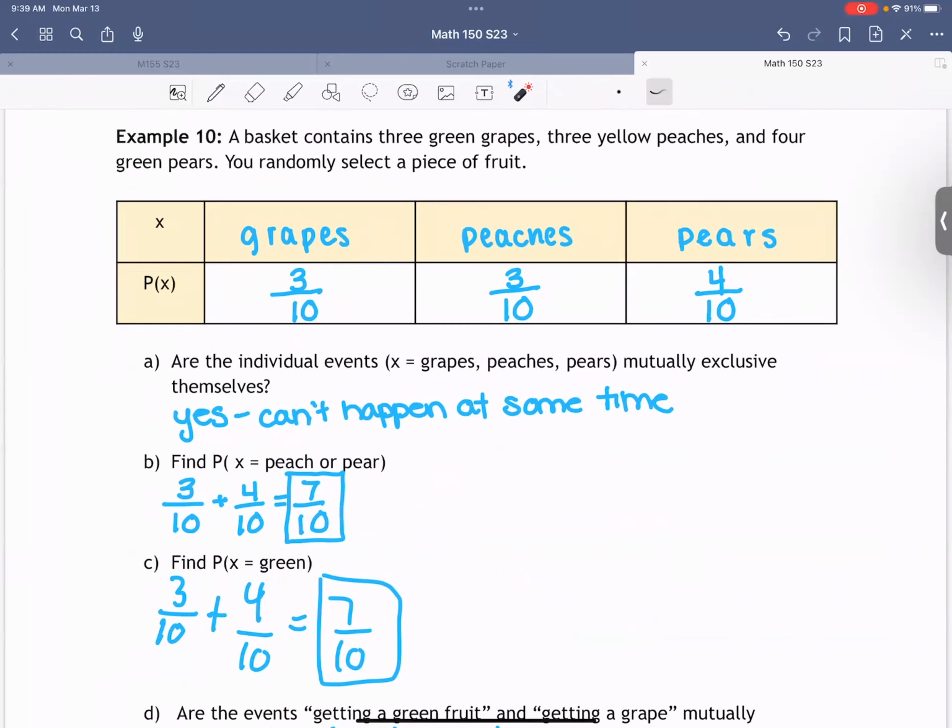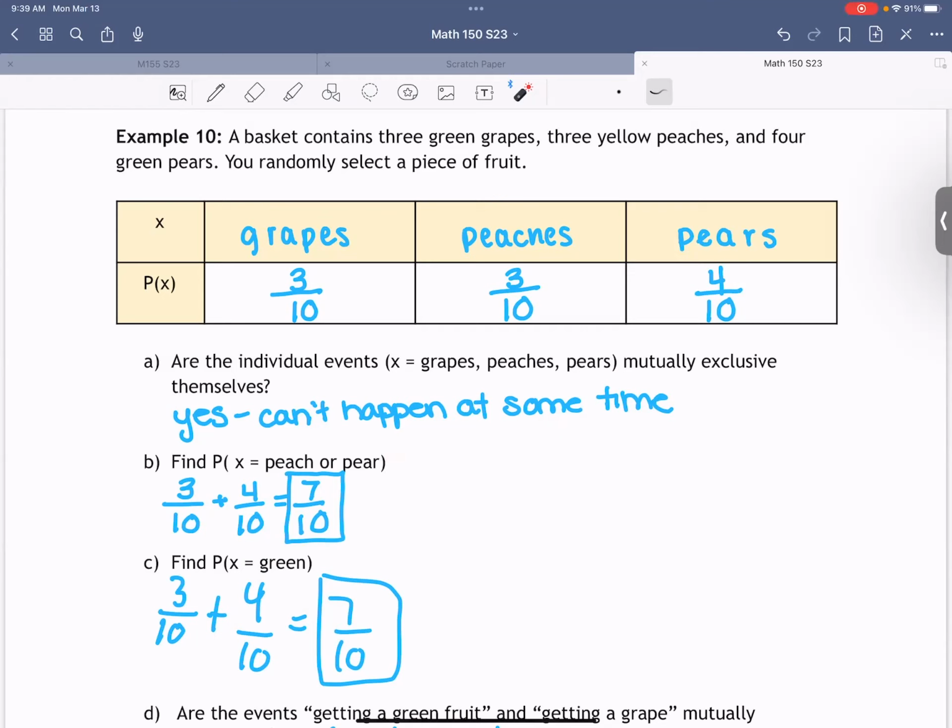I said it can't happen at the same time because it says you were to select a piece of fruit, which is one. So you can't have two. Yeah, perfect, right? You can't pick up a grape pear. I mean, I'm sure there's grape pears out there, but that's all right. Cass, do you want to explain how you got part B?